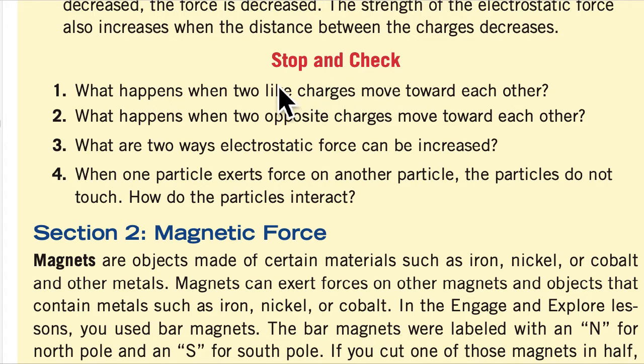Stop and check. What happens when two like charges move toward each other? What happens when two opposite charges move toward each other? What are two ways electrostatic force can be increased? When one particle exerts force on another particle, the particles do not touch. How do the particles interact?